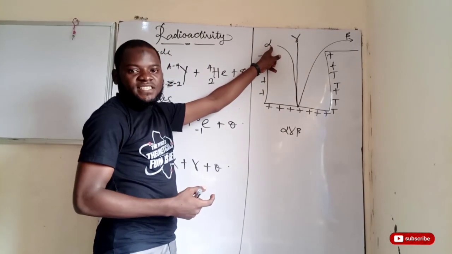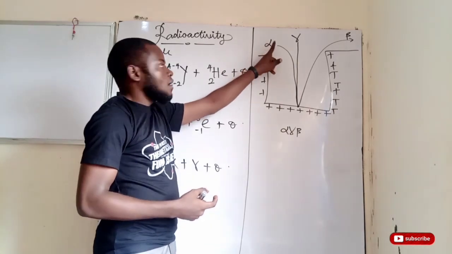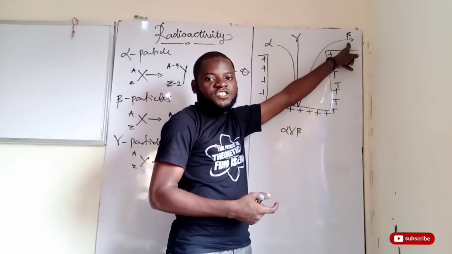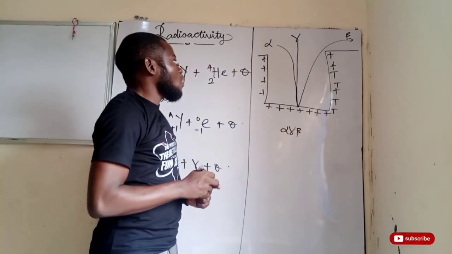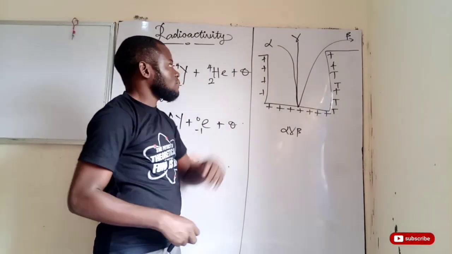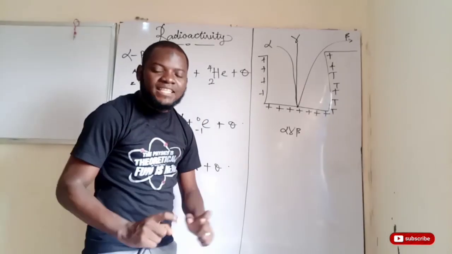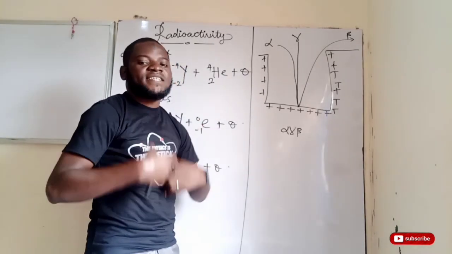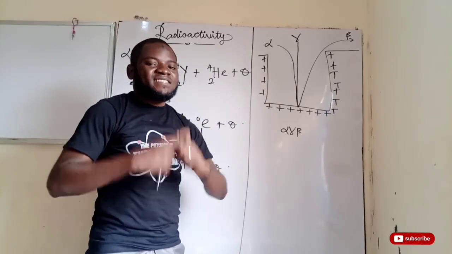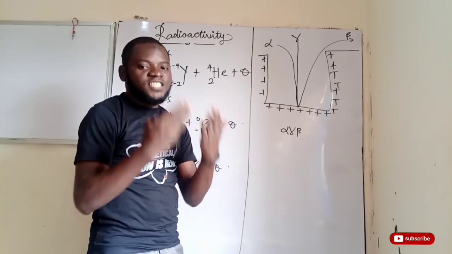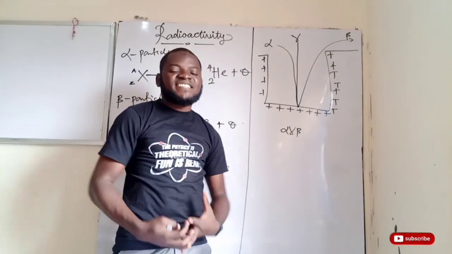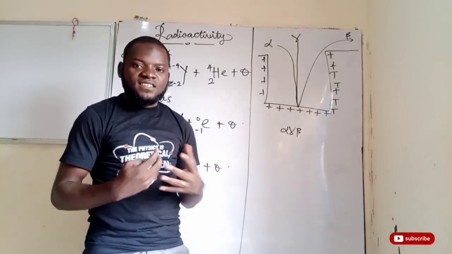Because it is positively charged. Are we together? So this is positively charged, this is electrically neutral, and this is negatively charged. Again, let's quickly recall what happened there. In a magnetic field or electric field, the alpha particle will slightly deflect, because it is positively charged. The gamma particle will not deflect because it's electrically neutral. The beta particle will highly deflect because it is negatively charged. Is that taken now?